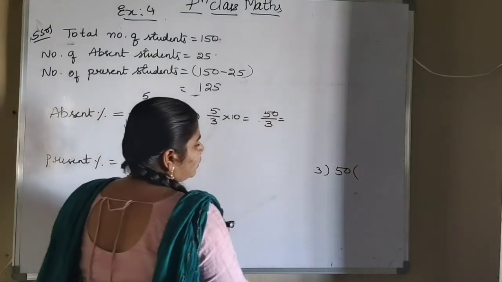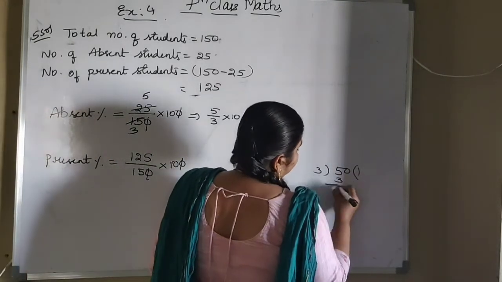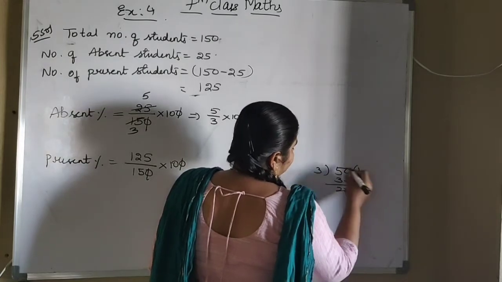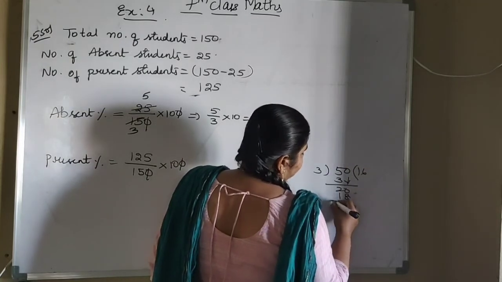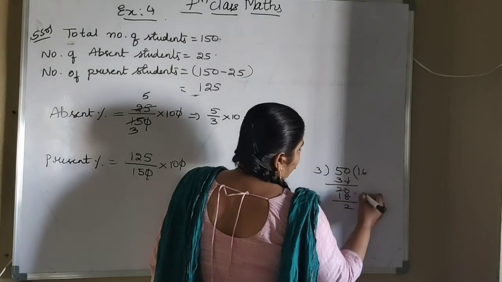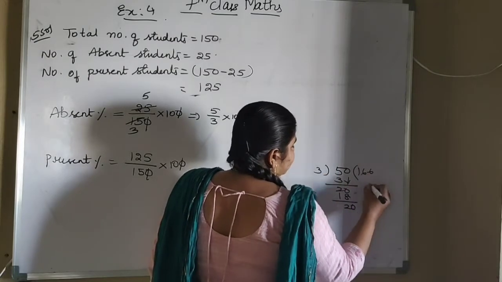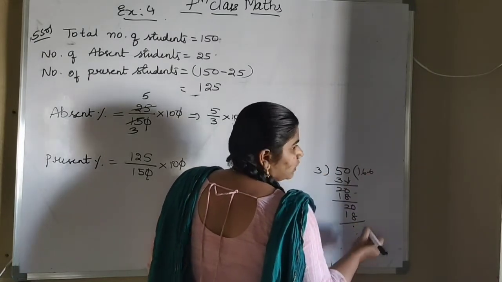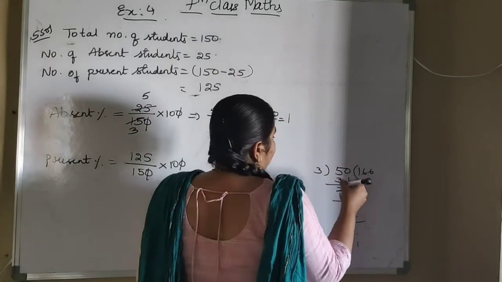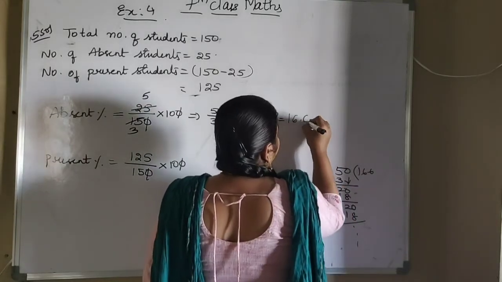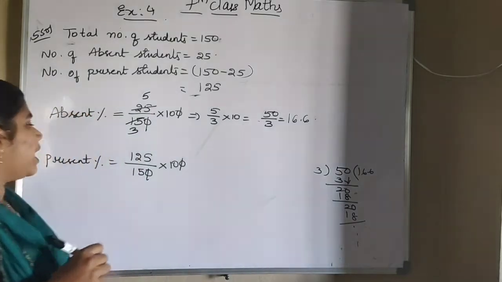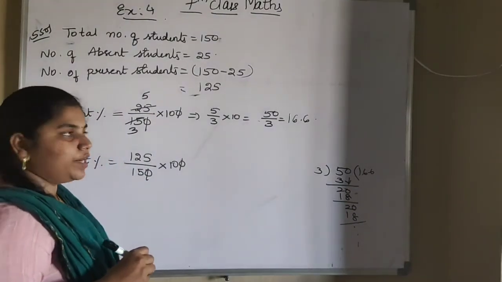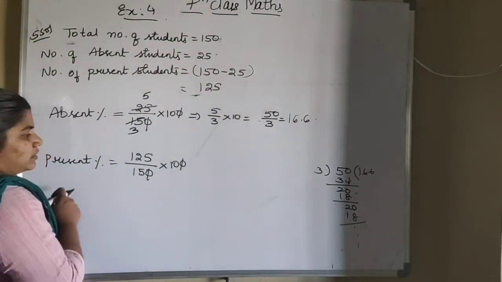3 how many times it will go? 3 1s are 3. 3 6s are 18. Again 0. 3 6s are 18. And this will be remaining. So what is answer here? 16.6. So what is the absent percentage? 16.6. Now we have to find the present percentage.